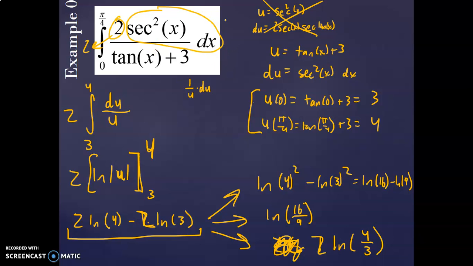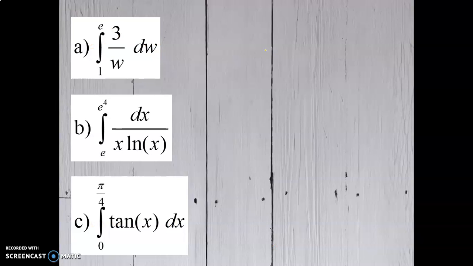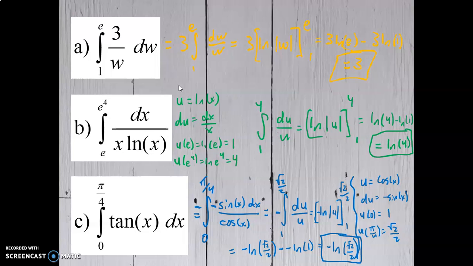All right, so those were the examples for u sub. Why don't you guys get some practice here? All right, let's see how you guys did. First one, you don't need to use u sub at all. Just bring this 3 out front, and then either 1 over w times dw or dw over w. When you take the integral of that, it's the natural log of w.